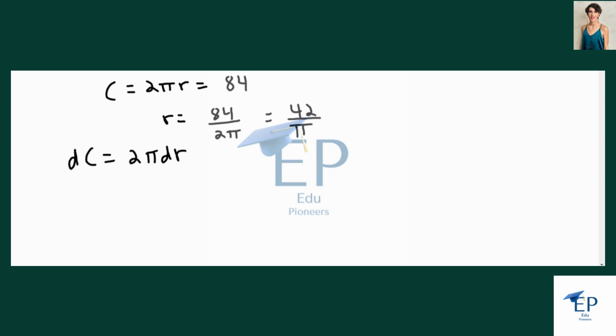Okay, now we're told the possible change in circumference is 0.5, right? That's the amount of error we have. So we can then use that to calculate dr and say dr is equal to 0.5 over 2 pi, and that'll be the same thing as 1 over 4 pi.